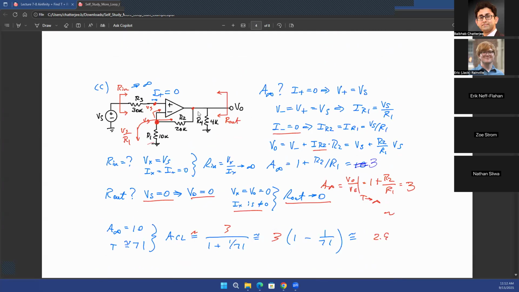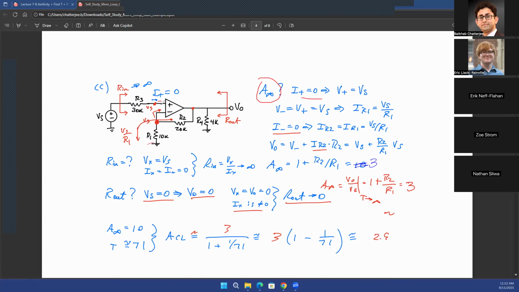Let's say part C. In this case, again, you are asked to find out A infinity. And to find out A infinity, you will assume ideal op-amp conditions. So your op-amp will have infinite gain, infinite input impedance, and zero output impedance. So there would be no current going into the op-amp.